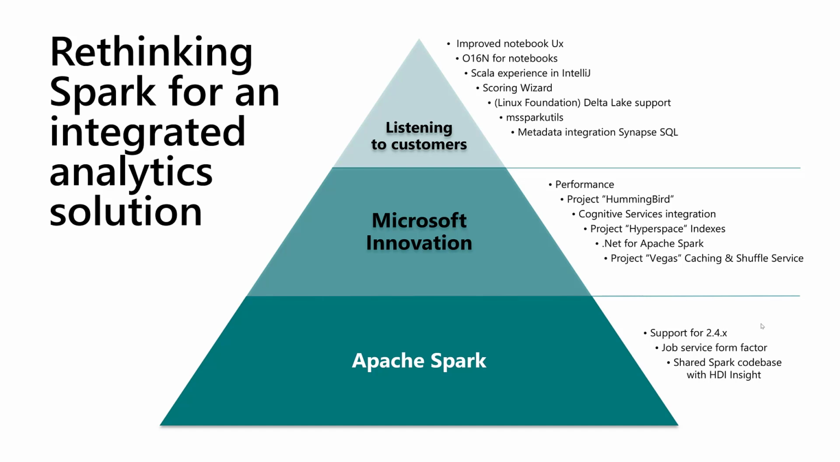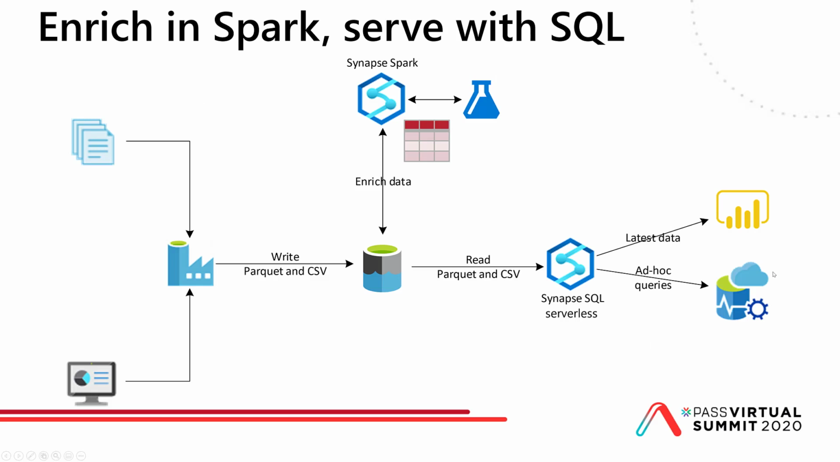This one is extremely important because it enables users to seamlessly transition from Spark to SQL for serving the data. So let me show you what the typical usage pattern looks like. As in the previous example, a user is using the pipelines to write the data in various formats into the lake. But now you want to use Synapse Spark to enrich this data, maybe run some ML models or just do some cleansing and transformation of the data.